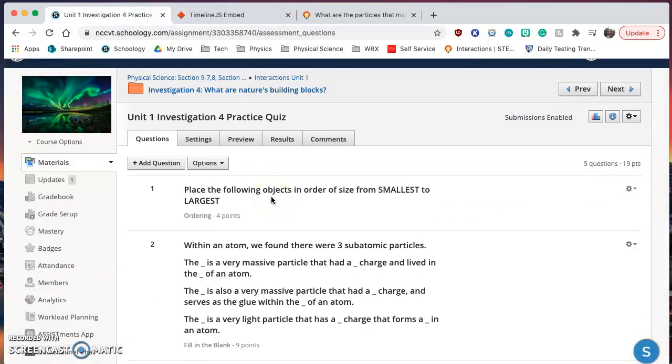It is set up so you can take it as many times as you would like. It's set up to show you your most recent score. So if you got a 10 out of 14, or actually I think it's out of 19 points. If I got a 15 out of 19 and then I got a 10 out of 19 the second time, it's going to show me that 10. It's going to take your last score, not your highest score. So I just wanted to clear those couple things up as you guys start to work on this.